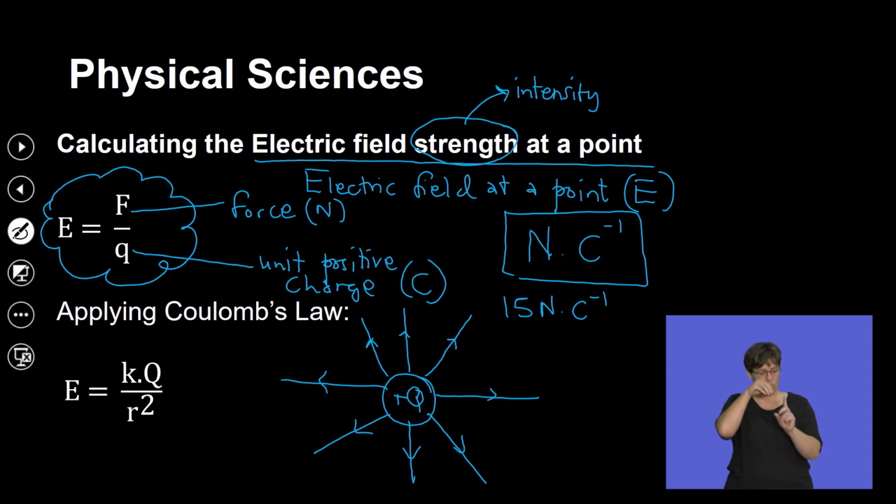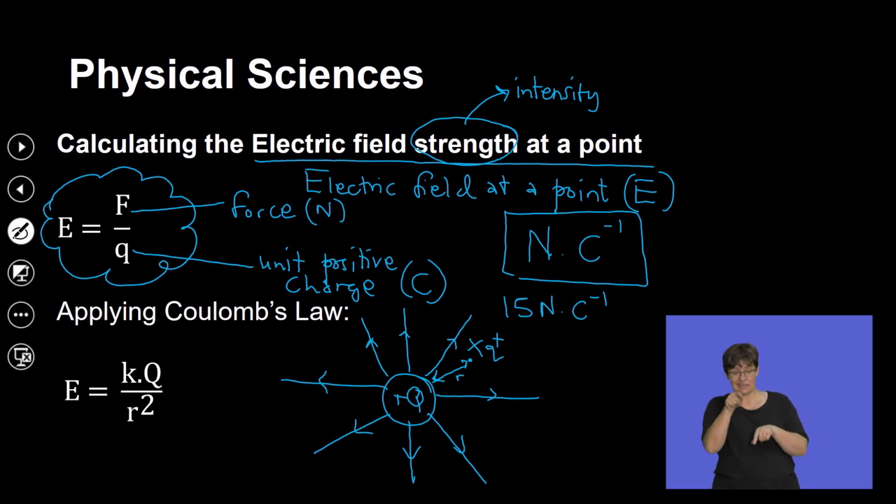Now, say we've got point X at some distance R from the surface of the charge. At point X, we place a unit positive charge, Q plus. There is a force that exists between the charge that creates the field and the unit positive charge, and we can determine that force using Coulomb's law.